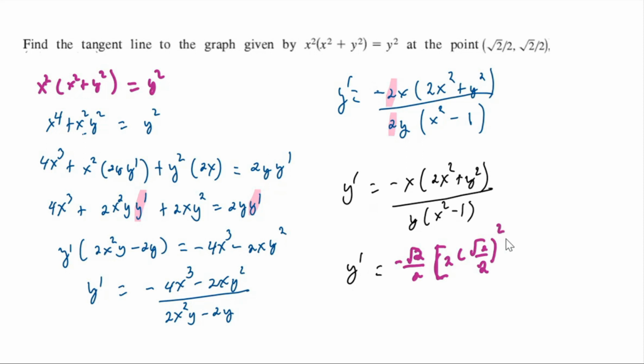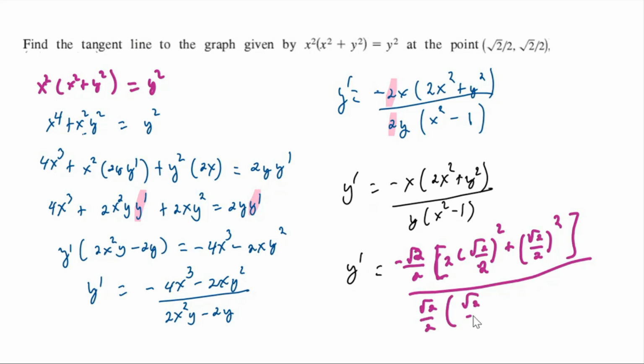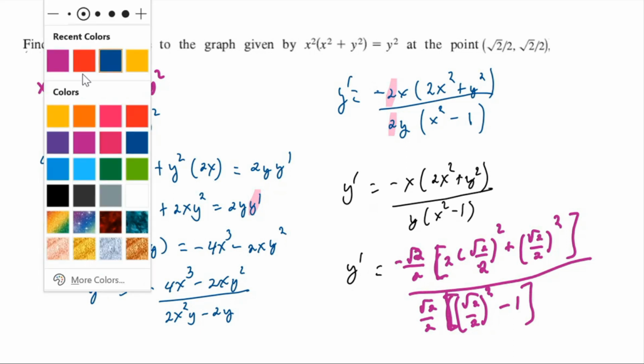This will be squared plus, y is square root of 2 over 2, and then this will be squared. Then all over y is also square root of 2 over 2 times square root of 2 over 2, and this will be, I will use brackets here, parenthesis squared minus 1. Okay, so maybe I can just write the answers on top. So we have here now y prime.